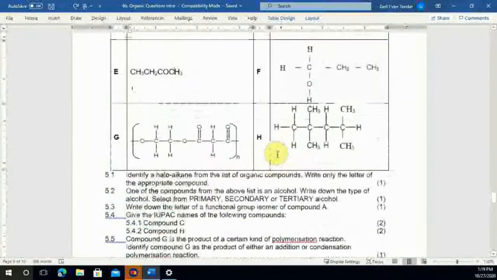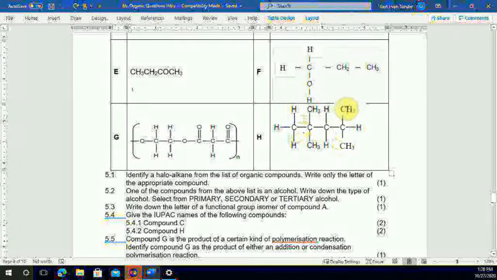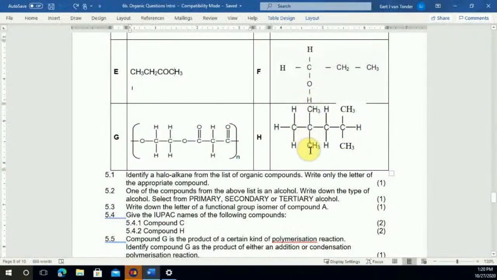Right, the next one is compound H. Now compound H, you've got to be careful, because on face value, it looks like there are 4 carbons. But on the last carbon, there's a CH3. So in actual fact, the longest chain is 5 carbons. Okay, so the 5 carbons go up to there, which means that is a substituent, that is a substituent, that is a substituent. So counting from the left, 1, 2, 3, 4, 5, I've got 2,2,4-trimethylpentane.